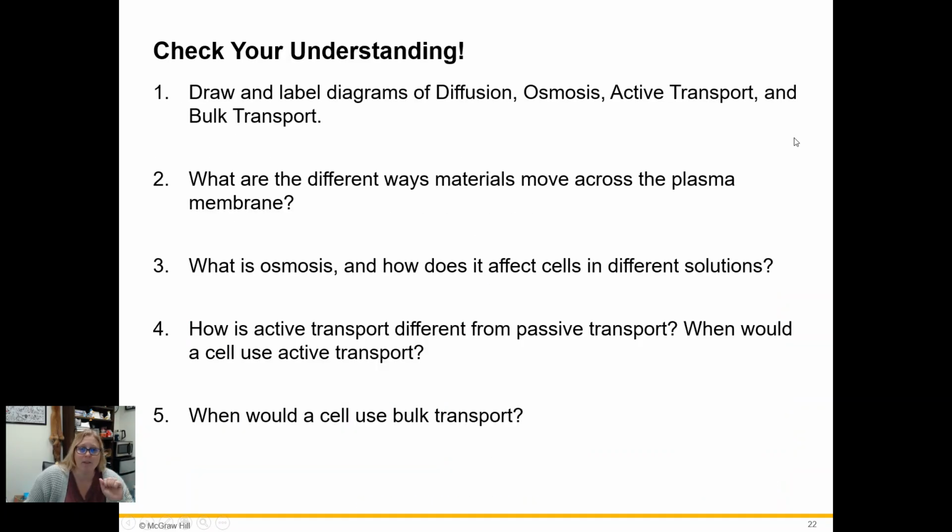That's it for chapter 5. Make sure you can do this last check your understanding. Read the sections of the book that correspond and let me know if you have any questions.